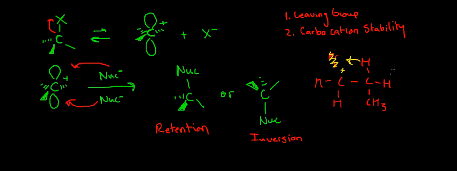Also, there can be methyl shifts as well. If this were, instead of a hydrogen, this were a CH3, and this were a CH3, then this whole thing would go over here, and then the carbocation would form on the more substituted carbon.